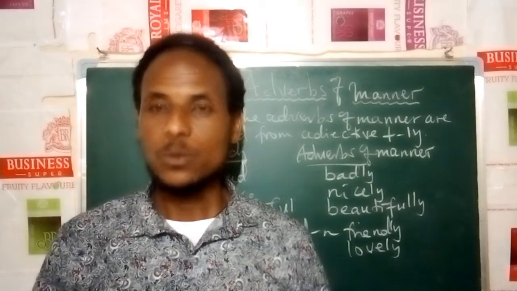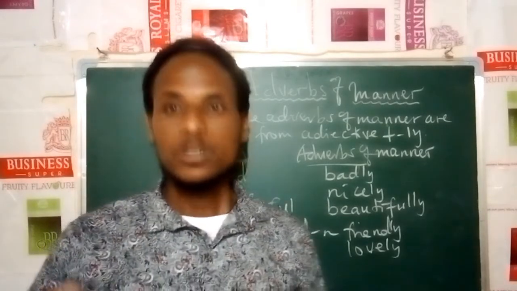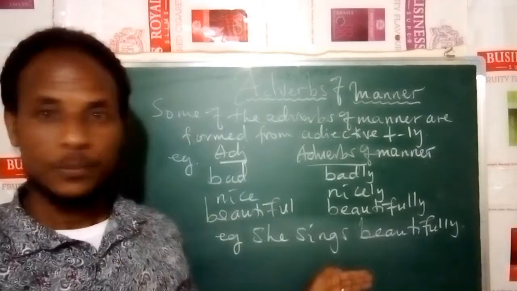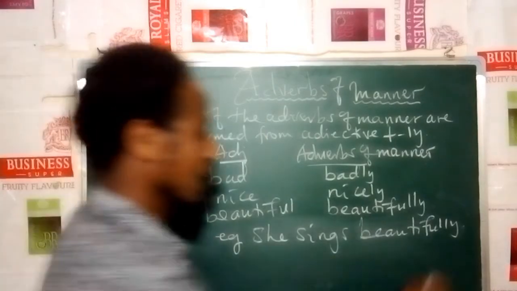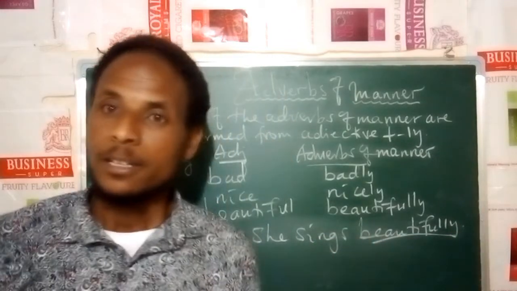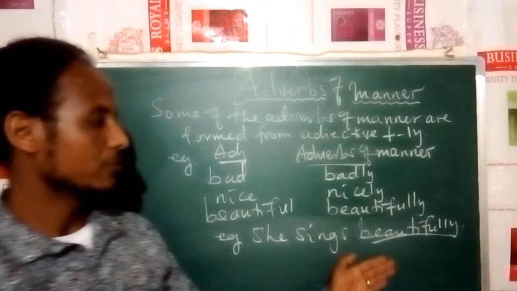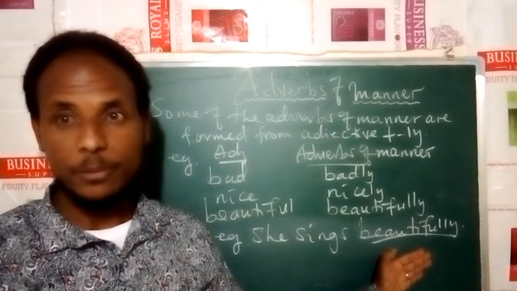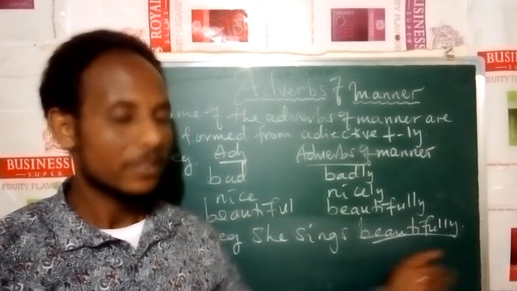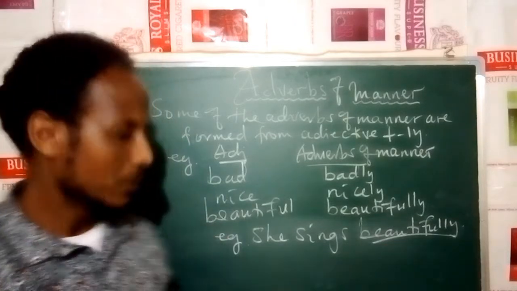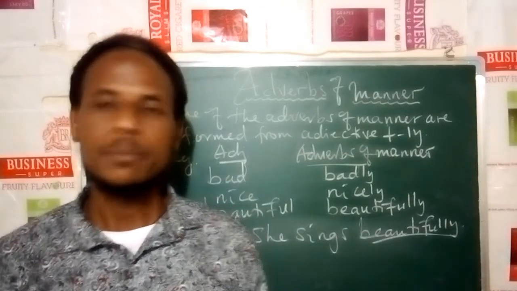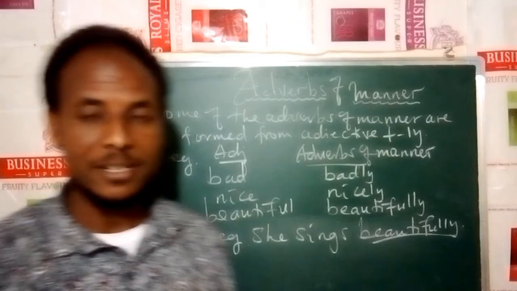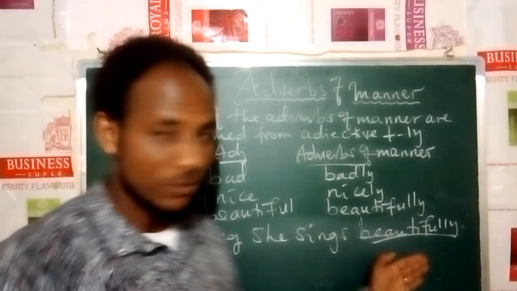Adverbs of manner answer the question how or in what way something happened. She sings beautifully. In this sentence, here we got an adverb of manner, beautifully. It is made from the adjective beautiful by adding the suffix ly. This is an adverb of manner. So we use adverbs of manner to describe how or in what way something happened. In this sentence, we can understand that she sings beautifully.